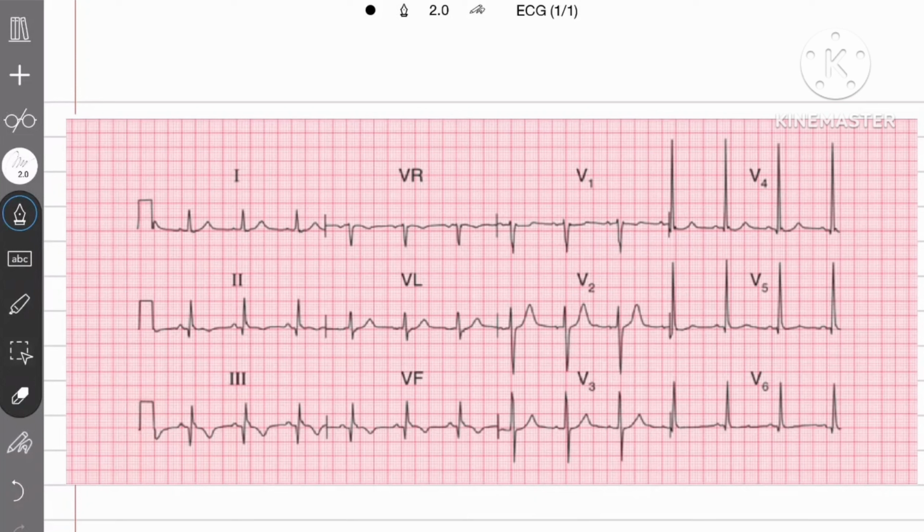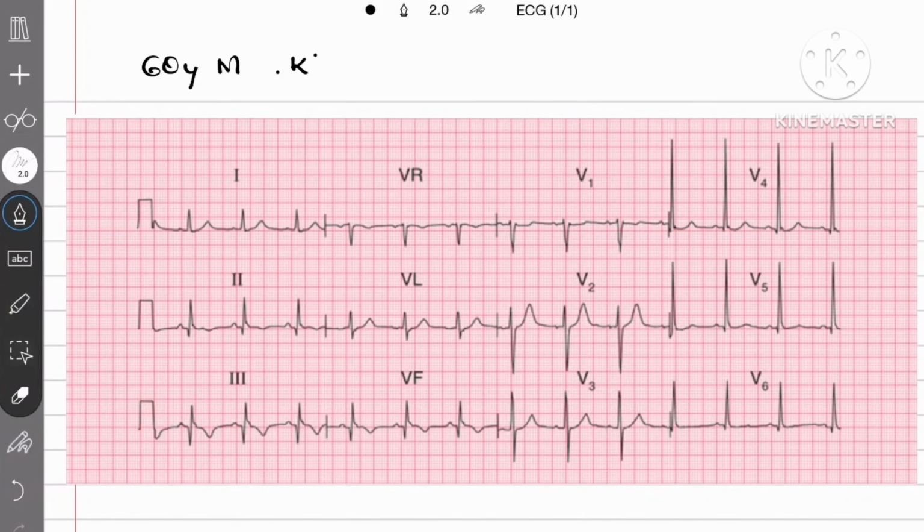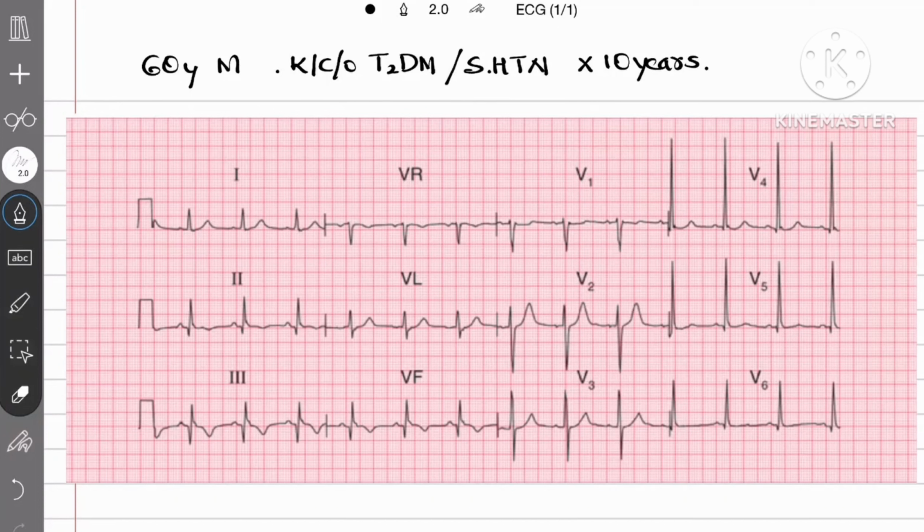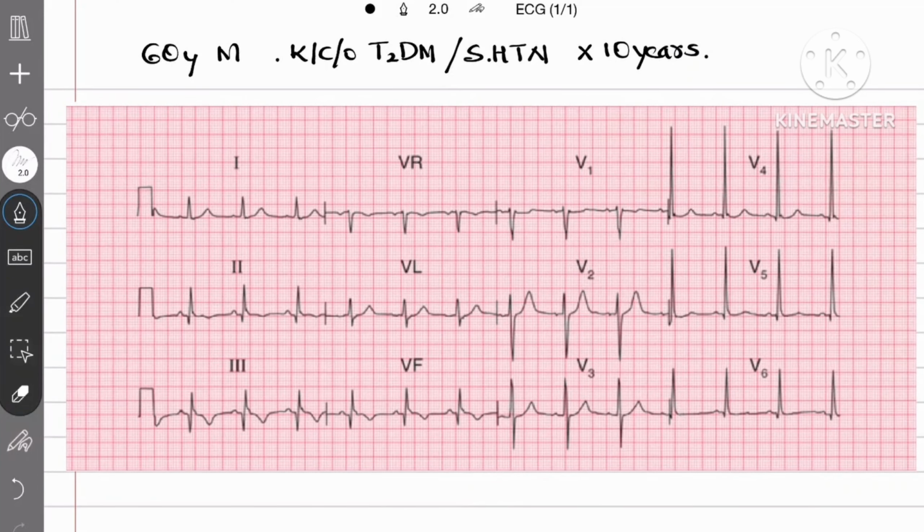This is a 60-year-old male patient, and he is a known case of type 2 diabetes mellitus and systemic hypertension. He has been on medication for these comorbidities for the last 10 years. Recently he has been complaining of a rather vague central chest pain on exertion. He has never had pain at rest, and this is the ECG.